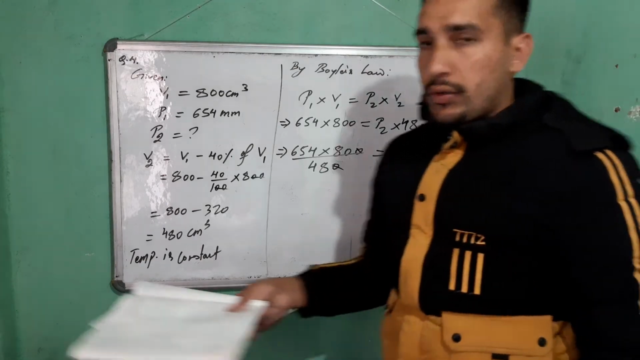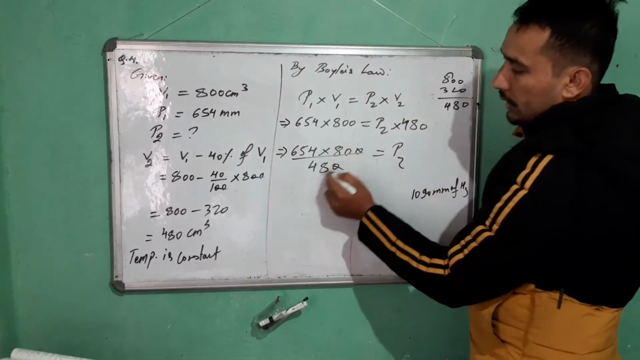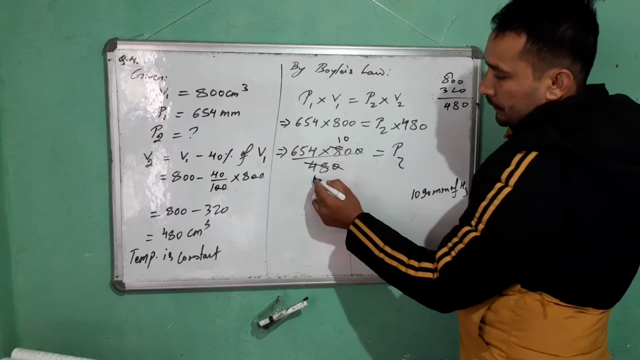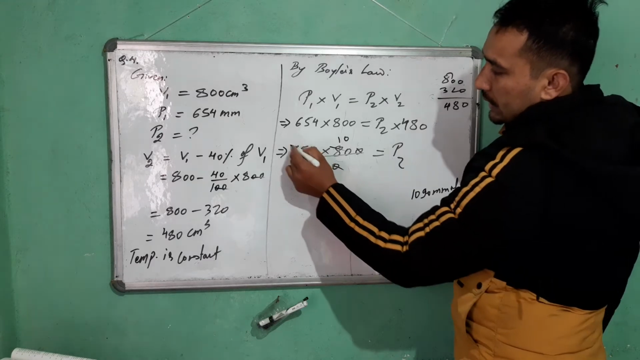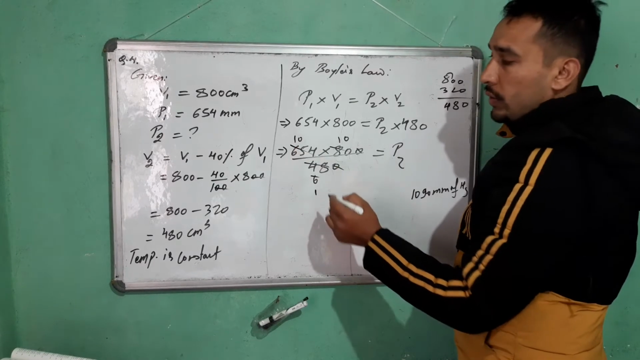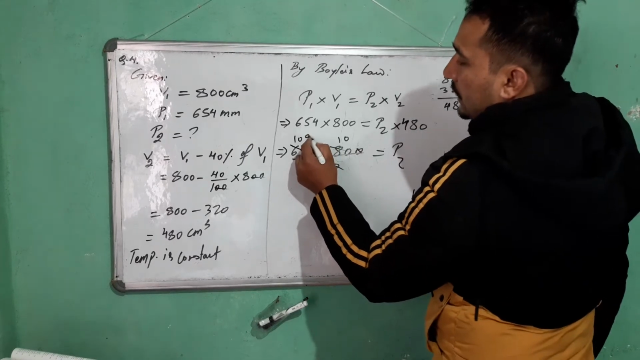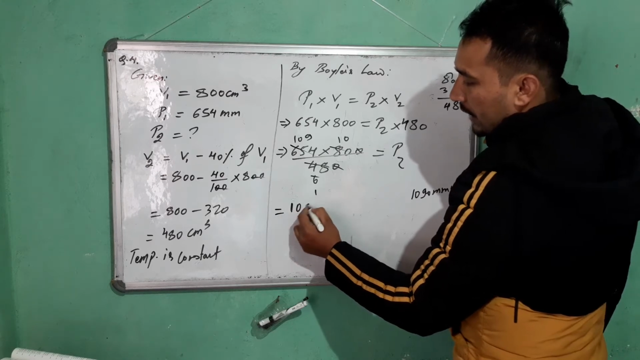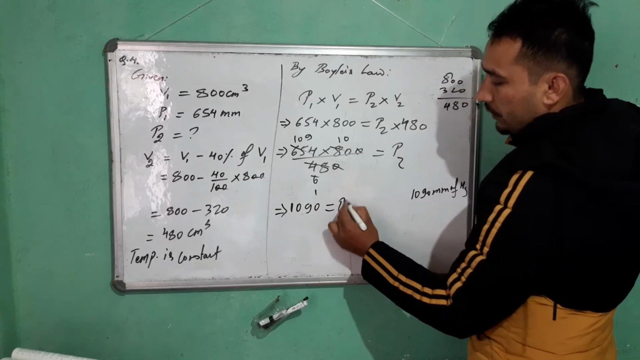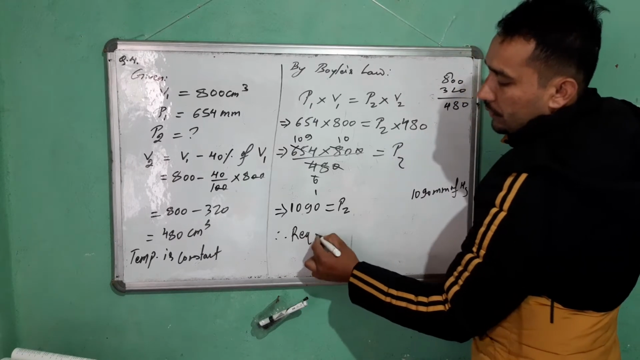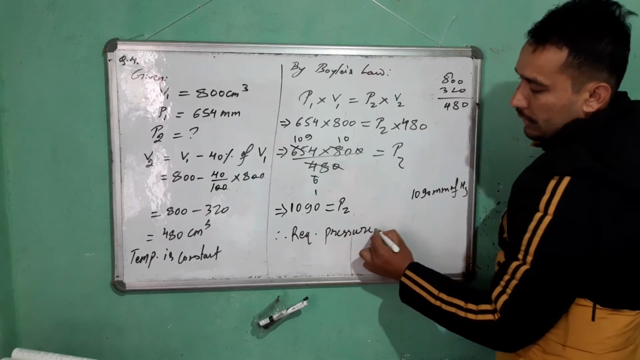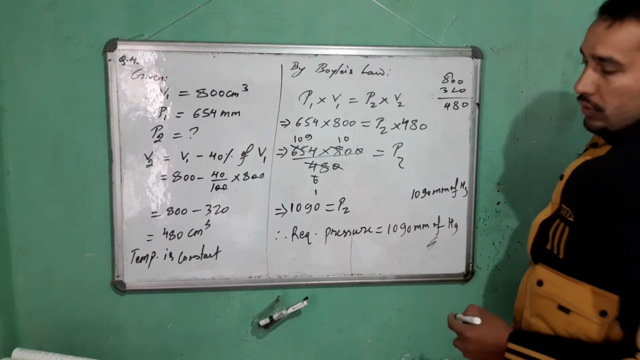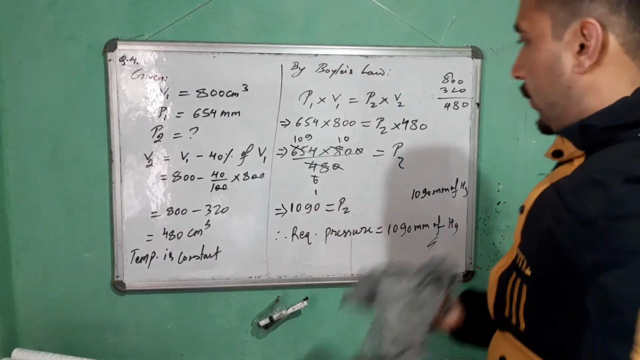Cancellation you do on your own. Otherwise you can cancel like this: 8 sixes are 48, 8 tens are 80, 6 ones are 6, 6 zeros are 0, 6 tens are 60, 6 nines are 54. So 10 into 109 will be 1090, equals P2. Therefore, the required pressure is equal to 1090 mm of Hg. This is how we need to solve. Okay, now let's move on to another question.